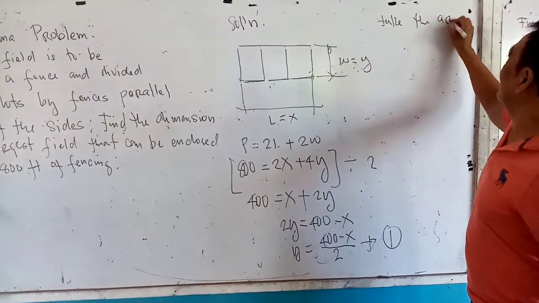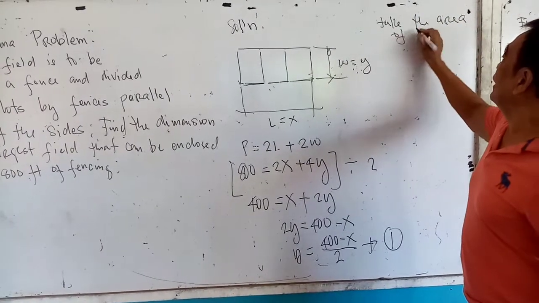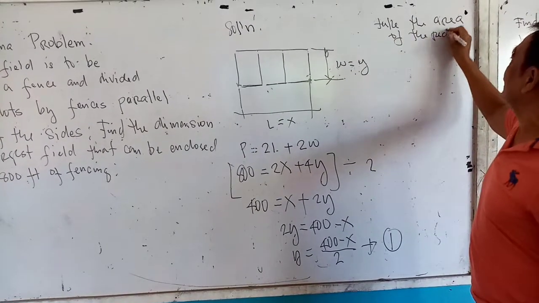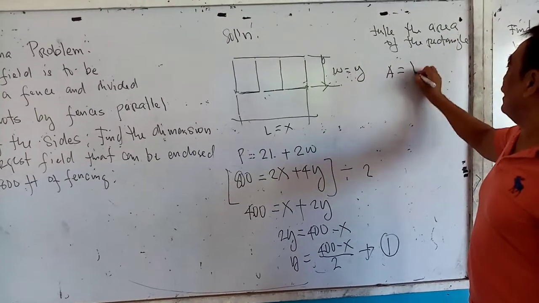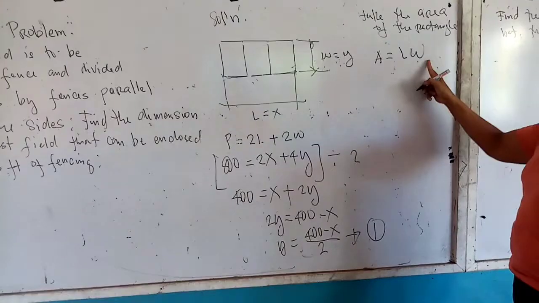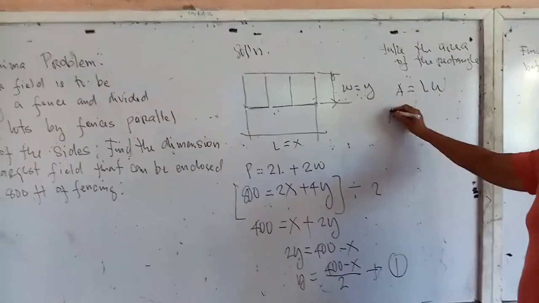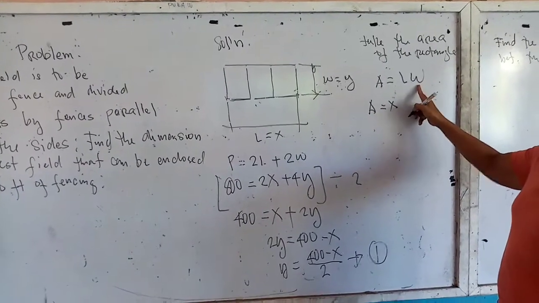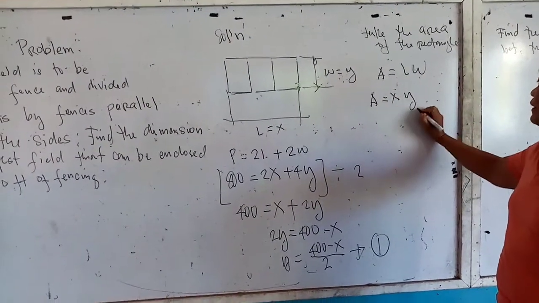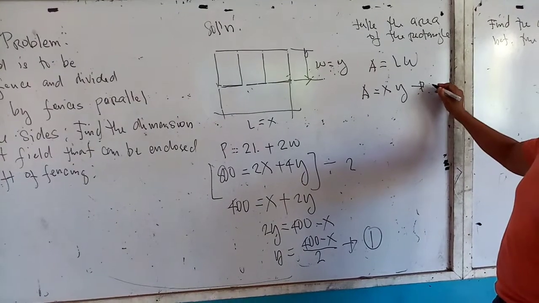the area of the rectangle, where the area of a rectangle is equal to length multiplied by width, length times width. Okay, area is equal to what is your length? That would be x, multiplied by what is your width? y. Okay? Now, let this be equation number 2.